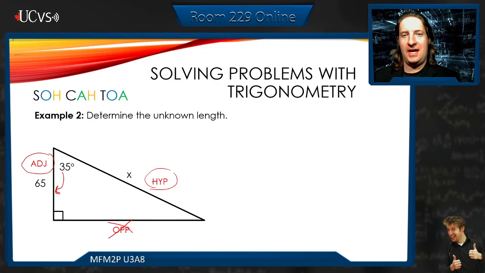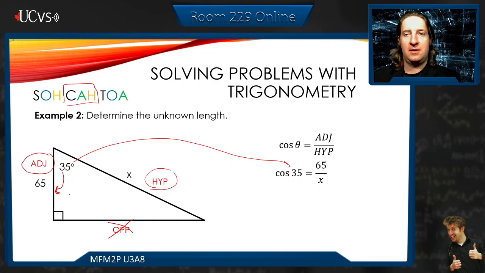So this is A, this is H. I look here. Oh, this one has A and H in it. So that represents the ratio of cosine. So the cosine of my angle is adjacent over hypotenuse. And that's the hard work done for the problem. The rest is just algebra, right? So now we can substitute in our numbers. So my 35 goes here, my 65 goes into the other one. I'll just do a little substitution.